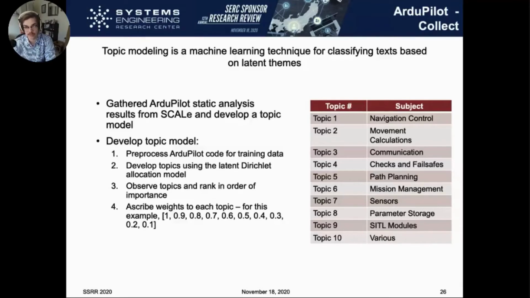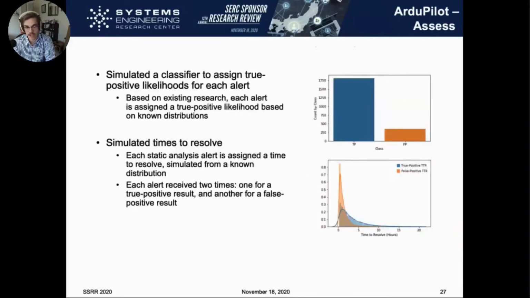So once we collected this data, we went to assess. And for assess, we used a couple of simulations. First we simulated a classifier to assign a true positive likelihood to each alert. This was based on existing research regarding classifiers for static analysis alert true positive classification. And we just used simulation, assigned one to each alert.